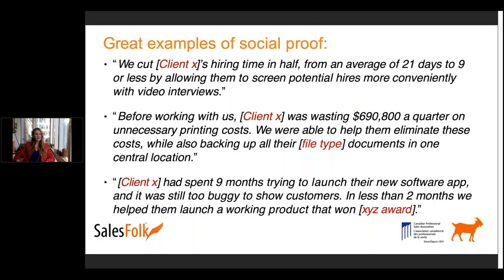And so that one works really well because you said in half, but you're also giving specific days. So they can see really clearly in their head what this looks like. And then the second one says, before working with us, client X was wasting $690,800 a quarter on unnecessary printing costs. We were able to help them eliminate these costs while also backing up their file type documents in one central location. And so this one works really well because it's a very specific number. They could have said 700,000, but they said that. And the reason is that it sounds very real. It is real, but it just sounds more real than rounding up to 700,000. And it's just a very clear picture painted.